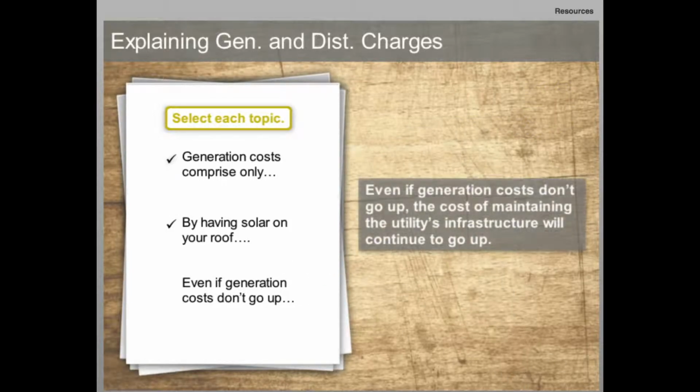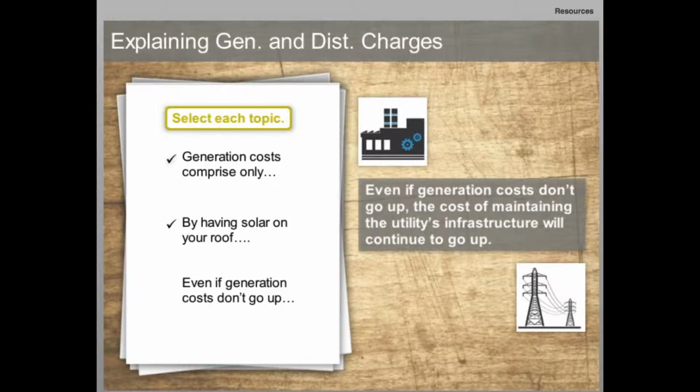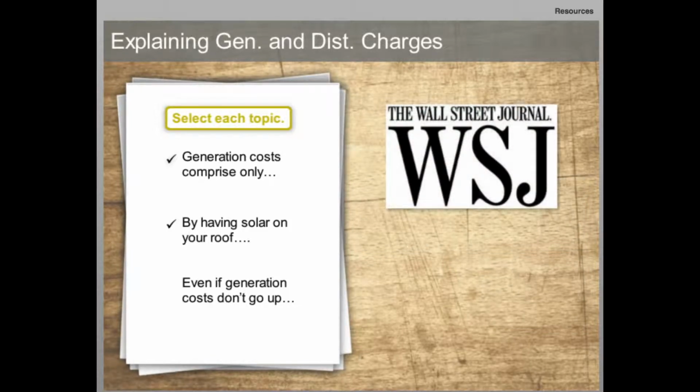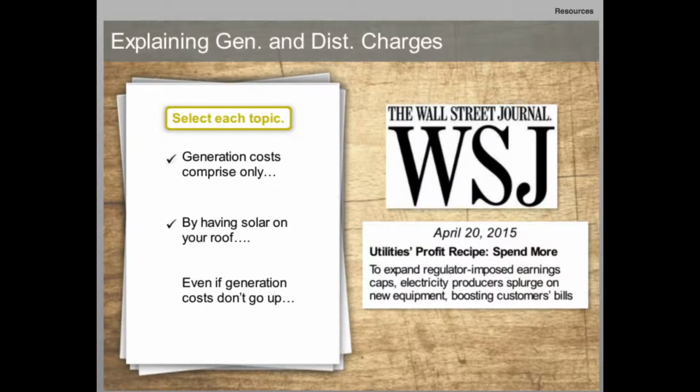You can explain that even if generation costs don't go up, the cost of maintaining the utility's aging infrastructure has been and will continue to go up. Recent reports indicate that utility companies will spend $10 billion on upgrading the grid. As utilities spend more money on the grid, they are likely to increase consumers' rates and fees just as they have historically.